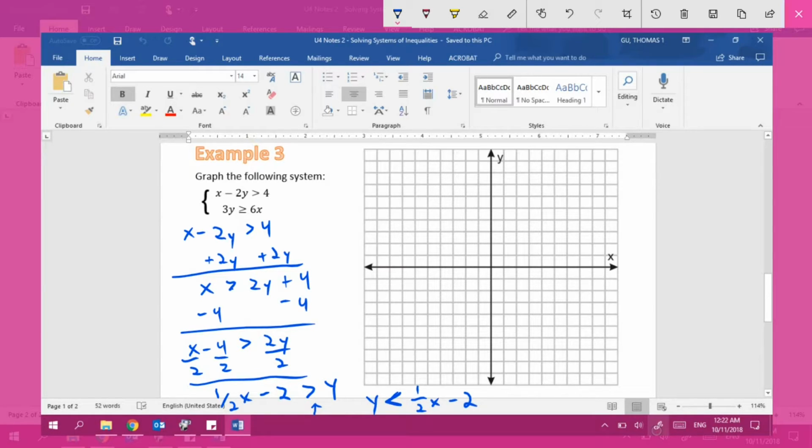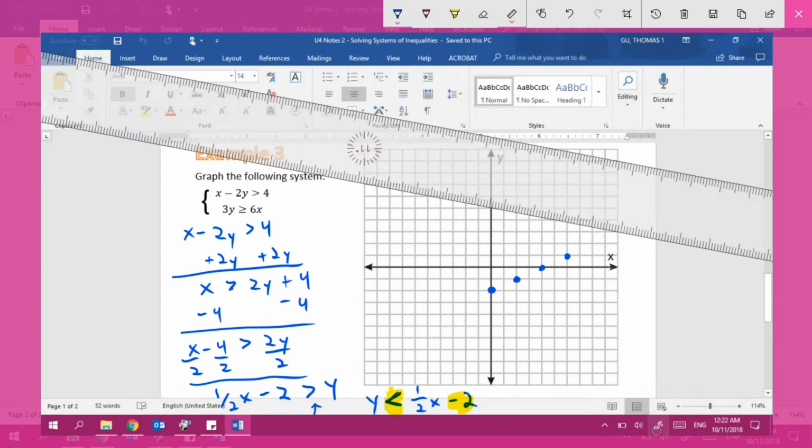So that's one of my equations. Let's graph this. The y-intercept is at negative 2. That tells us right there. So on the y-axis, negative 2 is right here, and the slope is 1 over 2. So we're going to go up 1 over 2, up 1 over 2, up 1 over 2. And we do not see an equal sign on the inequality, so this is going to be a dashed line.